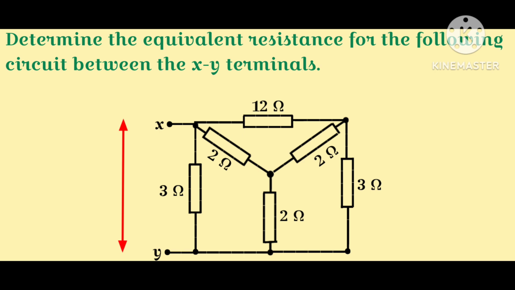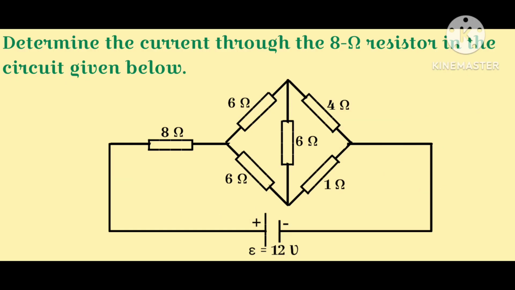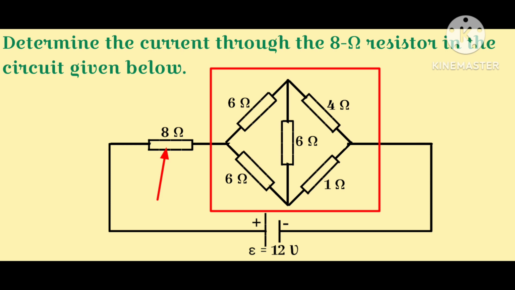Let me let you encounter another circuit. Circuit 2. The current through the 8 ohm resistor has to be determined. At first sight, the circuit may look so simple. This part of the circuit is a Wheatstone bridge.